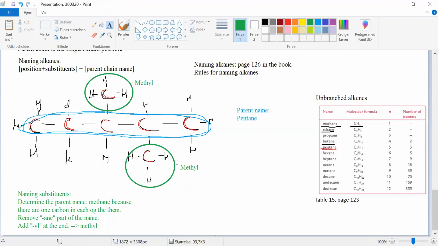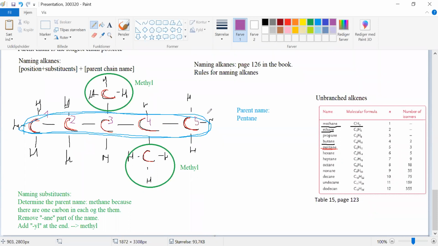So now we have two methyl substituents on the longest chain. So point 3 is that we're going to number the carbon atoms on the longest chain such that the side chains are attached to the lowest possible number. Oh, and I'm going to need my blue color. There are always 2 options here that you can choose. You can either start counting from the left or from the right. If we start from the left, we will have carbon 1, carbon 2, carbon 3, carbon 4, and carbon 5.